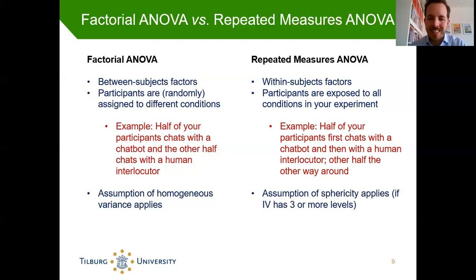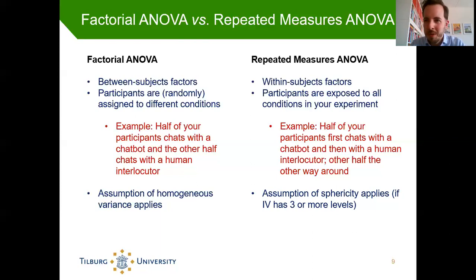And in this case, there's not the assumption of homogeneous variances, but there is a new assumption to be checked. And this is called the assumption of sphericity. So for some reason, for all those assumptions, there's a very polysyllabic long name for them. So here in this case, you should check the assumption of sphericity. And we'll talk about how to do this later. And you should only do this if your independent variable has 3 or more levels.